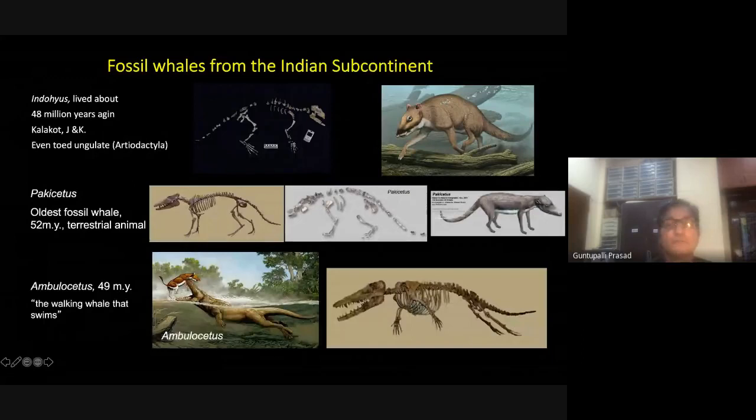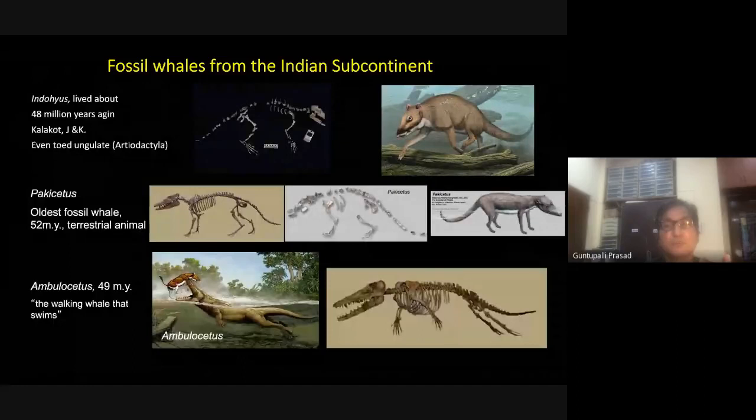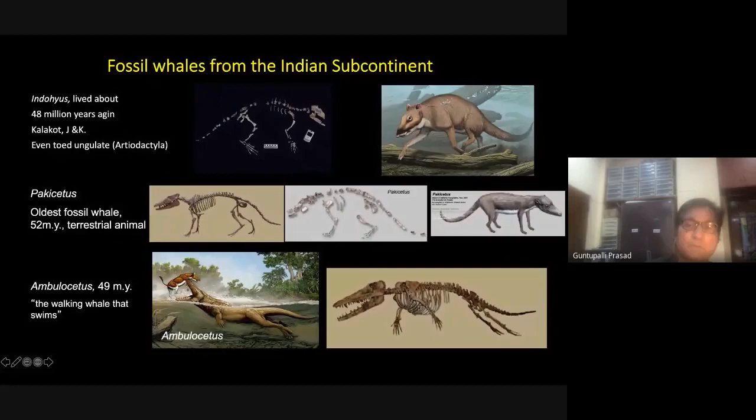As you know, artiodactyls are the even-toed ungulates, and that includes the hippo. This one, known as Indohyus, is known from the place called Kalakot in Jammu and Kashmir, and this animal was partially adapted for aquatic life. So it was living both on land and in water, in search of food possibly.